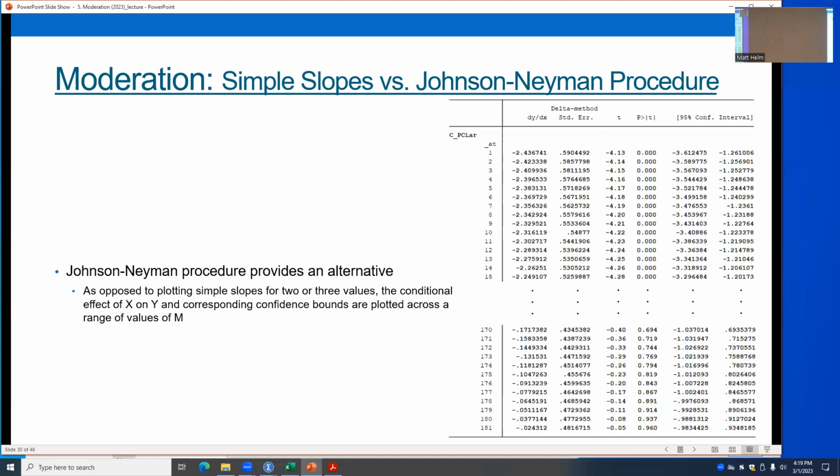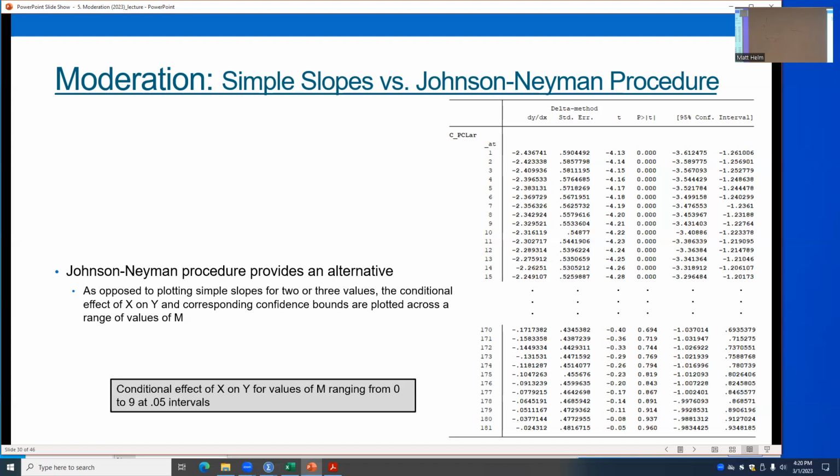I did this in Stata because I don't know how to do it efficiently in SPSS. There's maybe a macro for it or something like that. But essentially, I'm looking at the unique effect of X on Y at 200-some different values. Here I have my simple slope at all these different values, looking at the conditional effect of X on Y on values of my moderator ranging from 0 to 9, because maybe that's my full scale, at 0.05 unit intervals, okay?